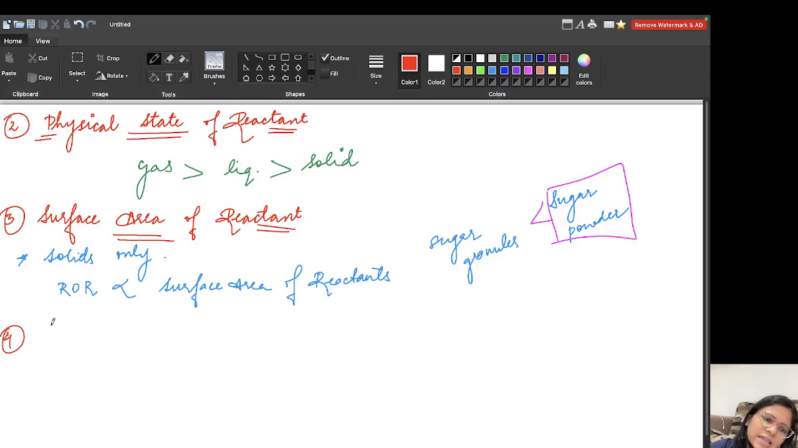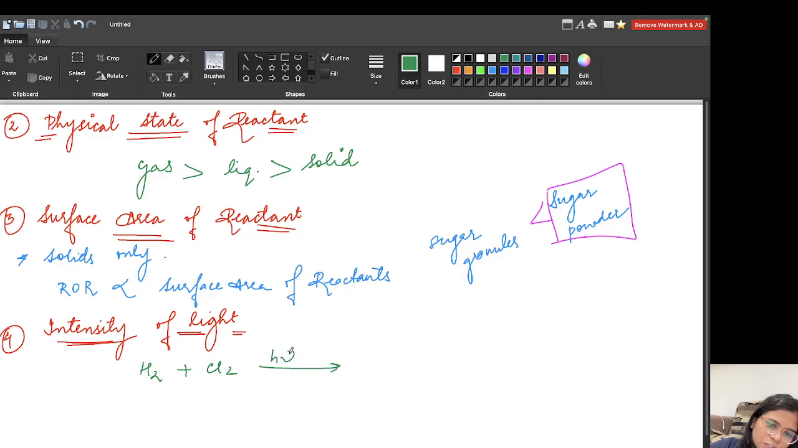Next thing is intensity of light. Now some reactions are very photosensitive, right? So as you increase the light, the reaction rate increases. Example is your photochemical reaction of H2 plus Cl2 in the presence of hν, where hν is your photon, giving me 2HCl. As you increase the intensity of light, the number of photons increases, and thus your rate of reaction also increases, right?